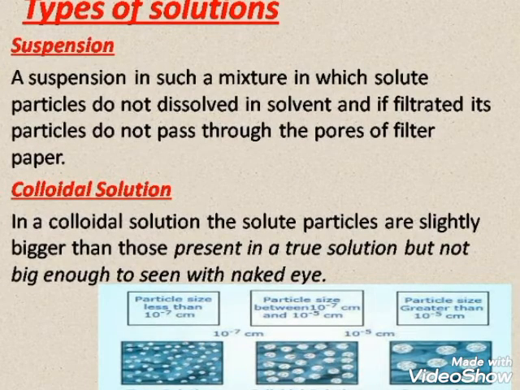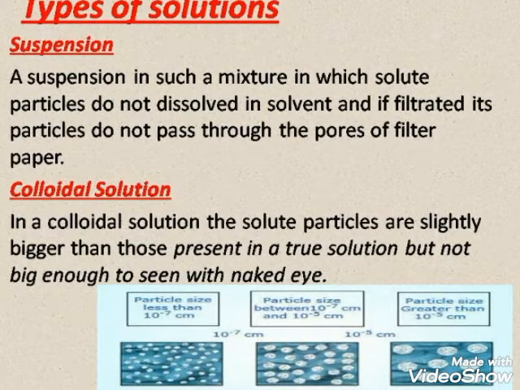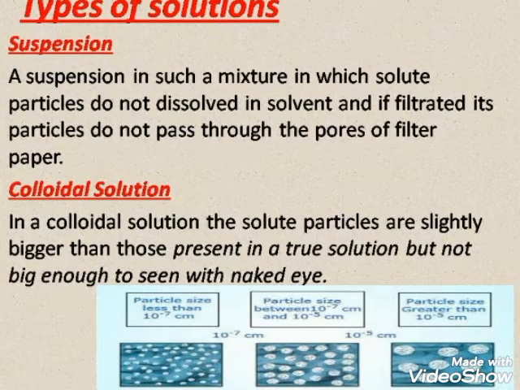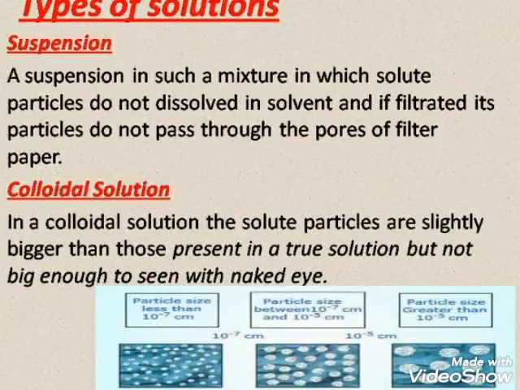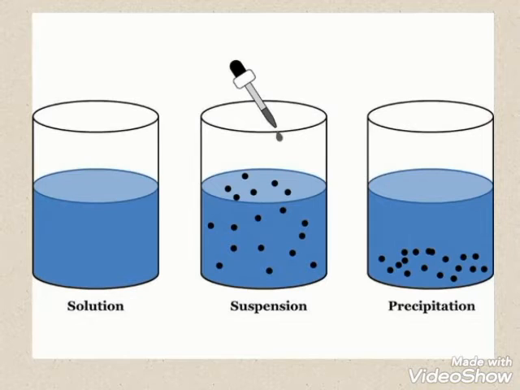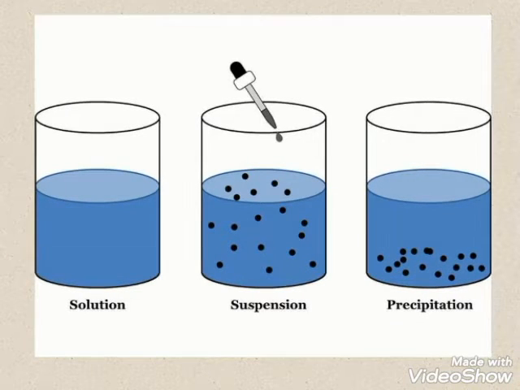They do not pass through the pores of the filter paper, so they remain on the filter paper. That means we can separate it out by the process of filtration. Whereas in case of a colloidal solution, the solute particles are slightly bigger than that of the true solvent and they can also be separated. You have seen many different types of suspensions, and in your day-to-day life the syrups of medicine are a type of that.